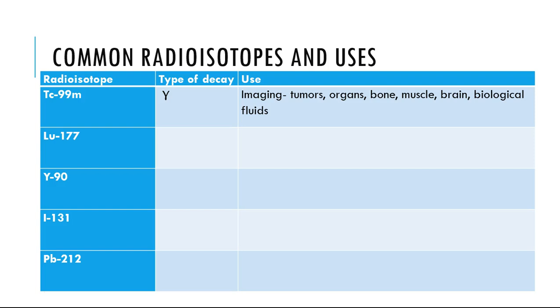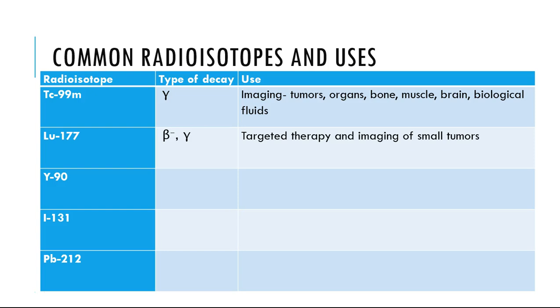We're going to really focus in on one of them, but I want to go through a bunch. So technetium-99m, that lowercase m means it is metastable. This goes through gamma decay, and this is actually the most commonly used isotope in medicine. And it's used for lots of imaging: tumors, organs, bone, muscle, brain, biological fluids, really widely used, and we'll talk in a minute about why that is.